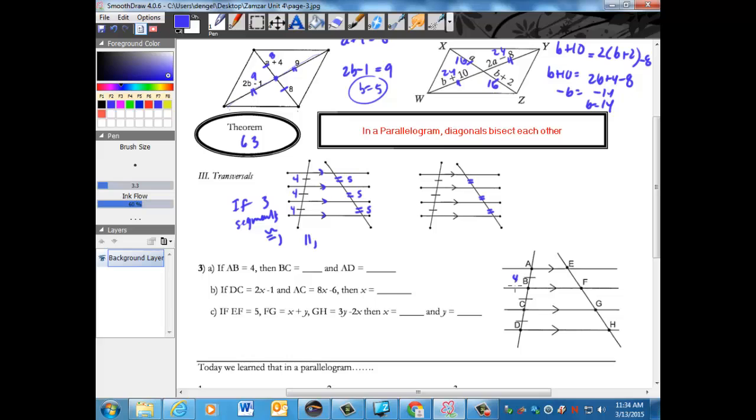All right, if AB is 4, then BC is also going to be 4, and CD is also going to be 4. So BC would be 4, and that means from A to D, if we added them up, 4 plus 4 plus 4, we would get 12.